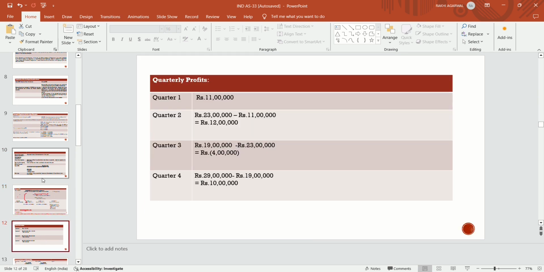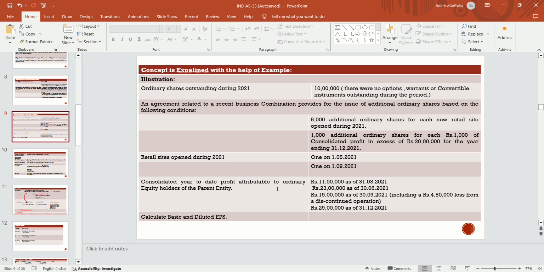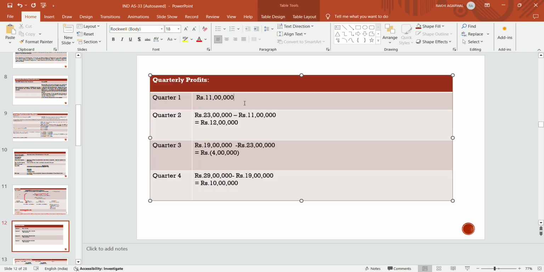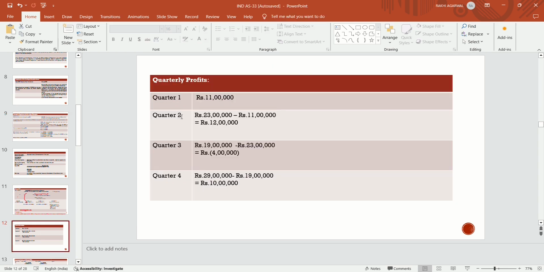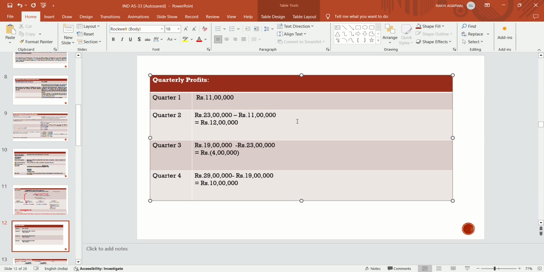Now we will give the quarterly profits and quarterly calculation of basic and diluted EPS. Now in this case the quarterly profits are given, that is on 1st January to 31st March the profit becomes 11 lakhs. Quarter 1 the profit is 11 lakhs. Now as on 30th June 2021 the profit becomes 23 lakhs which includes 11 lakhs. So we have to determine only the quarter 2 profit, that is 23 lakhs minus 11 lakhs. So the quarter 2 profit becomes 12 lakhs.